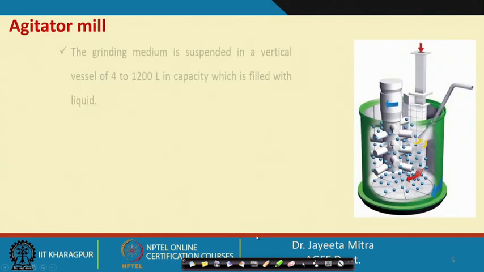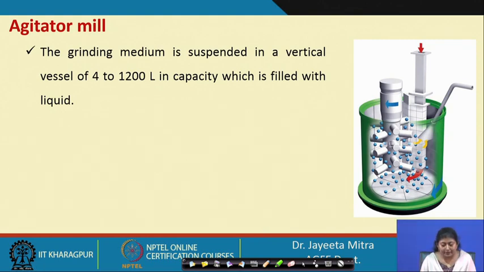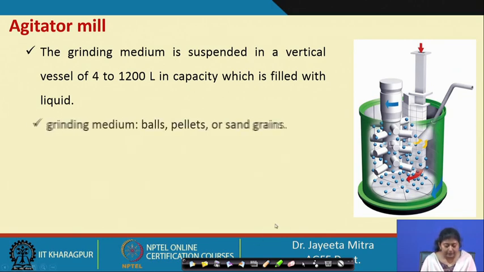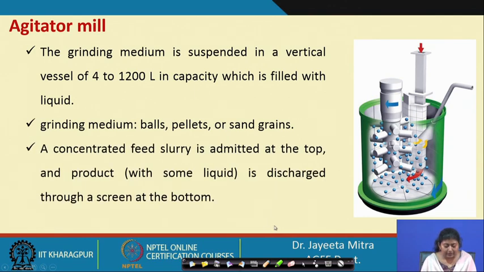Now, the agitator mill. In the agitator mill, the grinding medium is suspended in a vertical vessel of 4 to 1200 liter capacity, which is filled with liquid. The grinding medium is balls, pellets or sand grains, and a concentrated feed slurry is admitted from the top, and the product with some liquid is discharged through the screen at the bottom. Product size varies from 1 micrometer or finer.